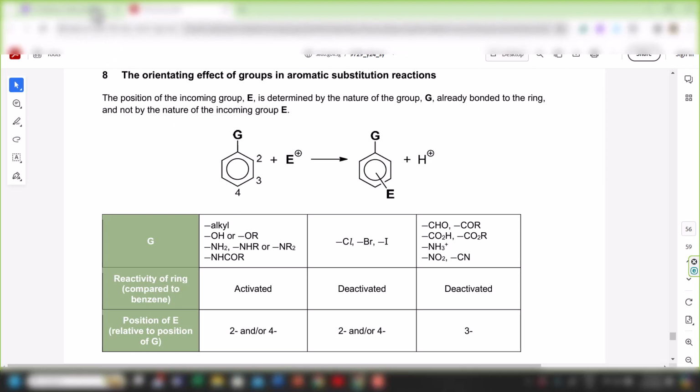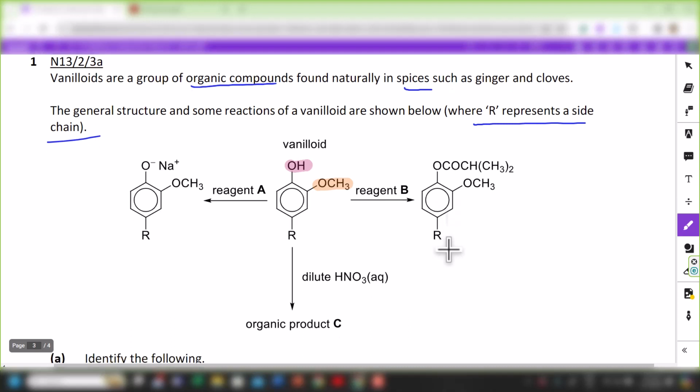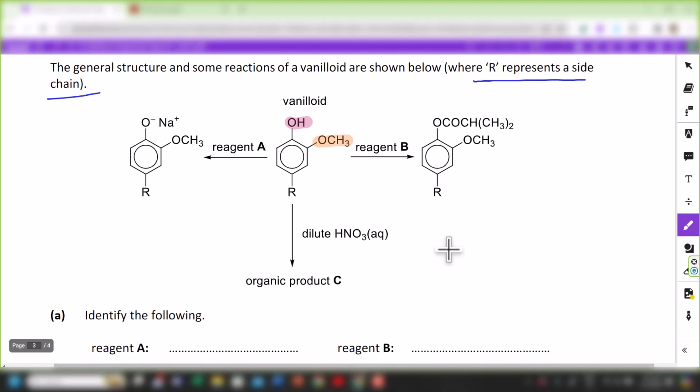Okay, so with this knowledge in mind, we probably need it in subsequent processes where we need to determine the substituent effect. Okay, so we are not very sure at this stage, but we'll take a look and see what it entails. And then after that, the question actually asks us to identify reagent A and B.